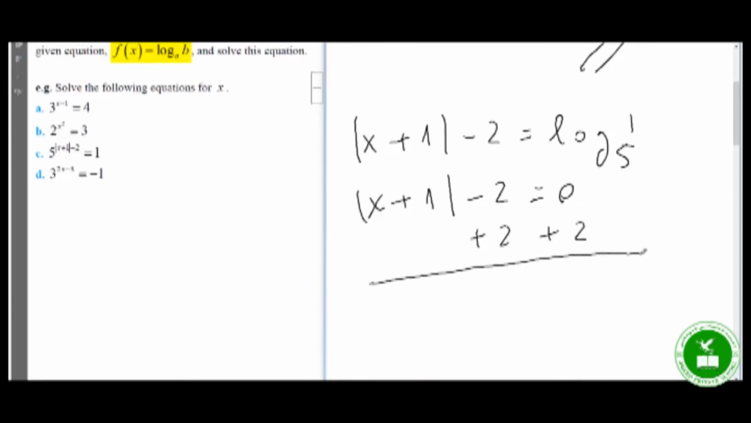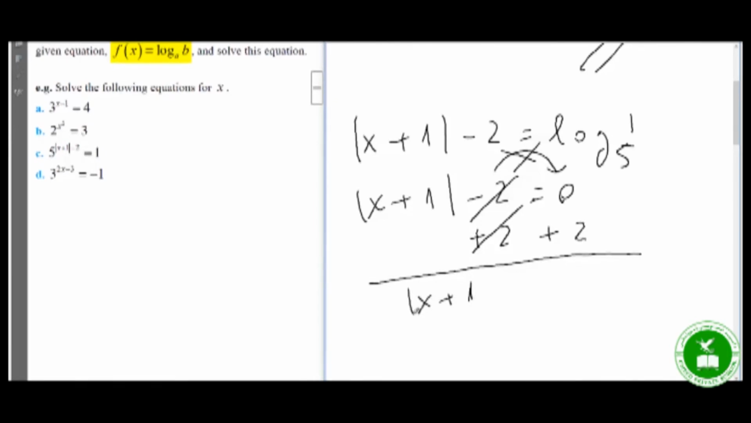Some mathematics teachers say that we carry negative 2 to the other side. No, in fact, we are not carrying negative 2 to the other side. It's not true according to mathematics. We are adding 2 to both sides. The negative 2 and positive 2 will be eliminated. In this case, absolute value of x plus 1 will be left. In here, 0 plus 2 is equal to 2. As you get 2 on this side, you think that we carry negative 2 to the other side. No, in fact, we are adding 2 to both sides.